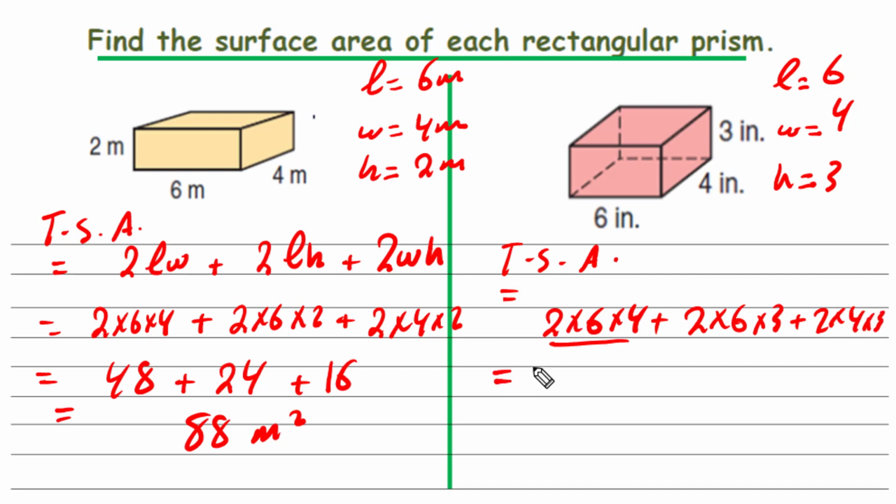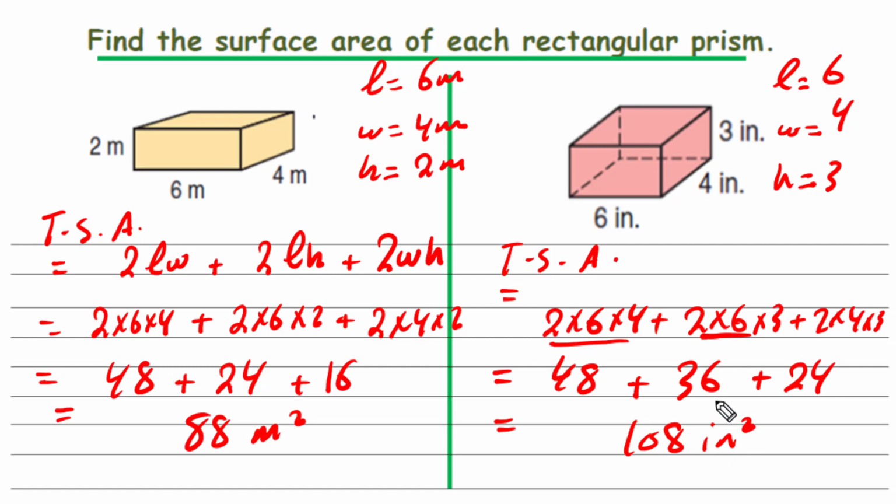First, 2 times 6 equals 12. 12 times 4 equals 48. Plus 2 times 6 equals 12. 12 times 3 equals 36. Plus 2 times 4 equals 8. 8 times 3 equals 24. Just add 48 plus 36 plus 24 equals 108 square inch.